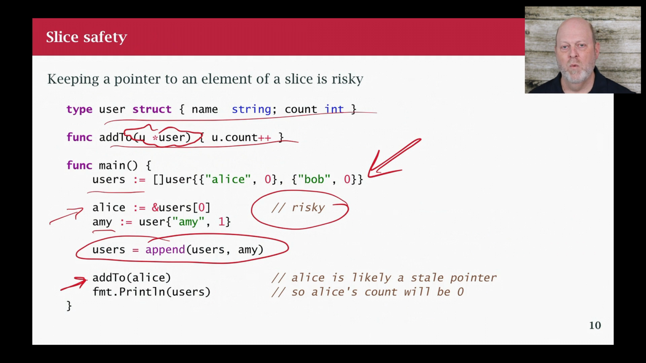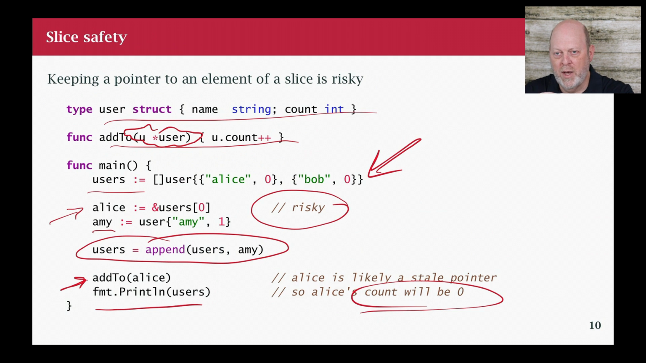And now when I go and print the slice afterwards, so I do my add to Alice function through a pointer to a slice element, but it's in the obsolete version of the slice. And now I go print my slice afterwards, okay, and Alice's count didn't change in the copy the rest of the program is using, right? I ended up with a pointer to an obsolete or out-of-date slice because I kept a pointer to a slice element. So I really don't recommend doing that.